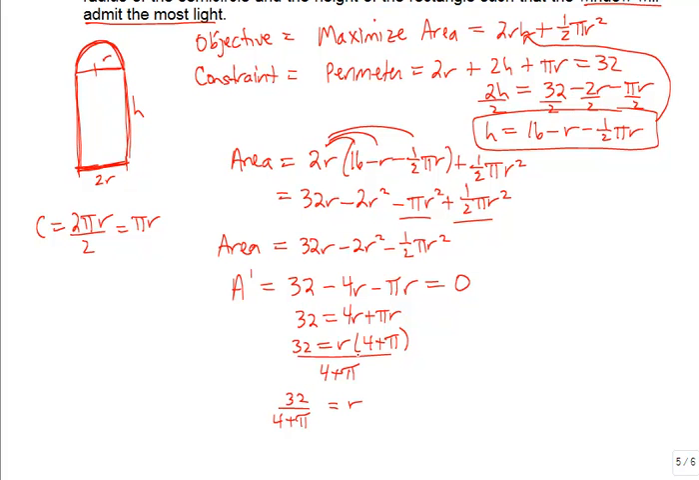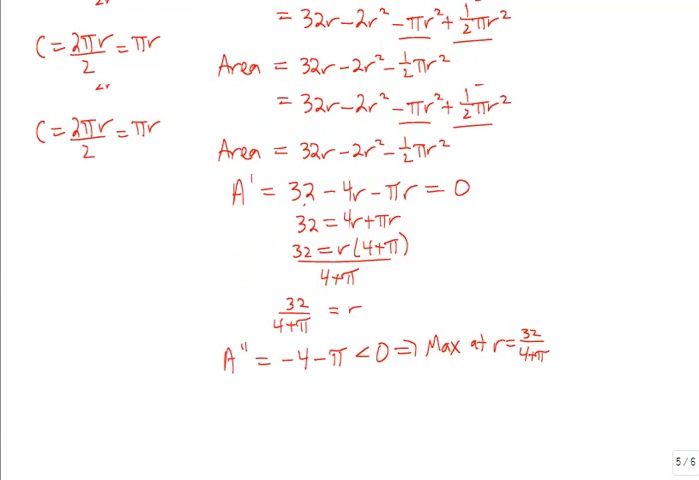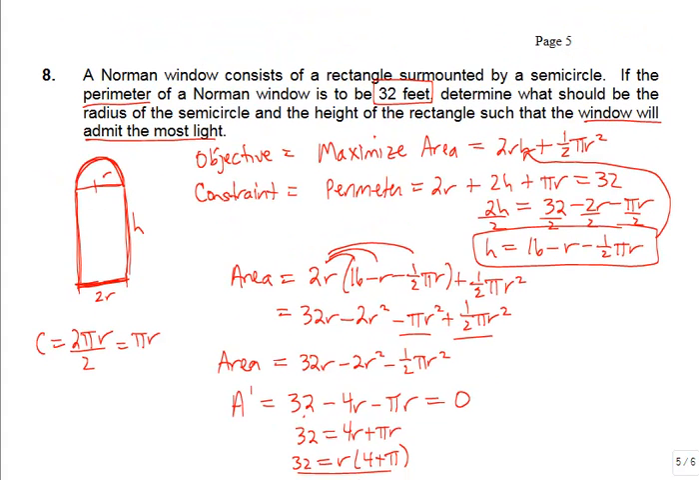So now we know what r is. To verify it, I'm going to take a look at my second derivative. Here was my first derivative. The 32 goes to 0. The derivative of -4r is -4, and the derivative of minus pi r is just minus pi. There's no r there at all, so this is always a negative number, which means this is always concave down, which means we have a max, and that's what we want. We wanted to maximize our area. So this is our proof that we've found our max. And last but not least, we just need to find the other dimension, the height.